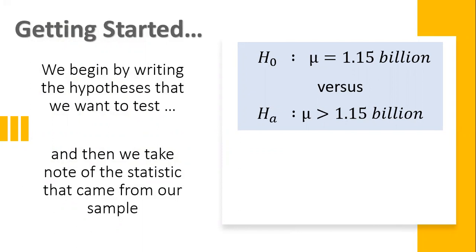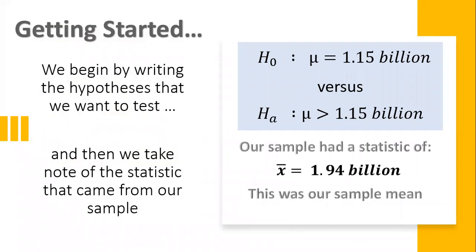Now, to help decide whether we think there is evidence for that alternative, we have a sample statistic. Our sample statistic is that for our sample of size 7, the average number of neurons in the prefrontal cortexes of these children was 1.94 billion. That was our X bar, our sample mean value. Now, that is obviously larger than 1.15 billion, but the question is, is it significantly enough larger for us to find evidence for the alternative hypothesis?